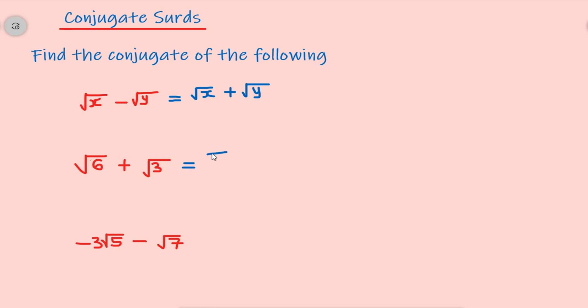It depends on what they ask you to do. If they say find the conjugate, then you move forward to change the sign. This sign is positive, change it to negative. That is the conjugate of the sort.